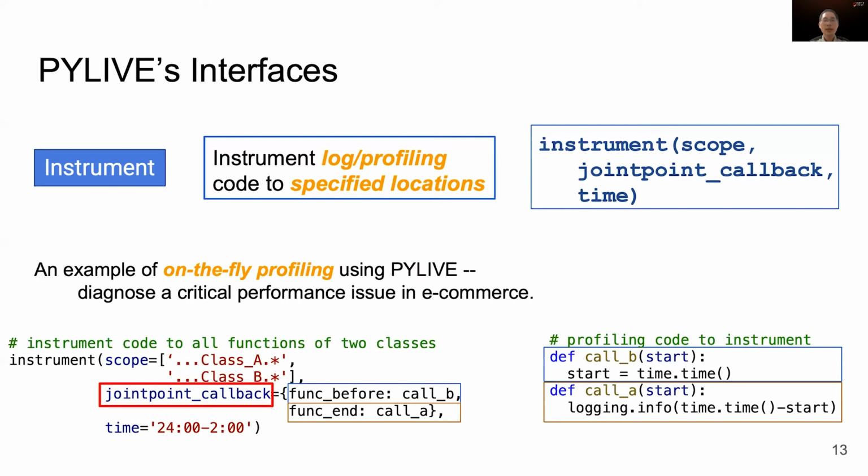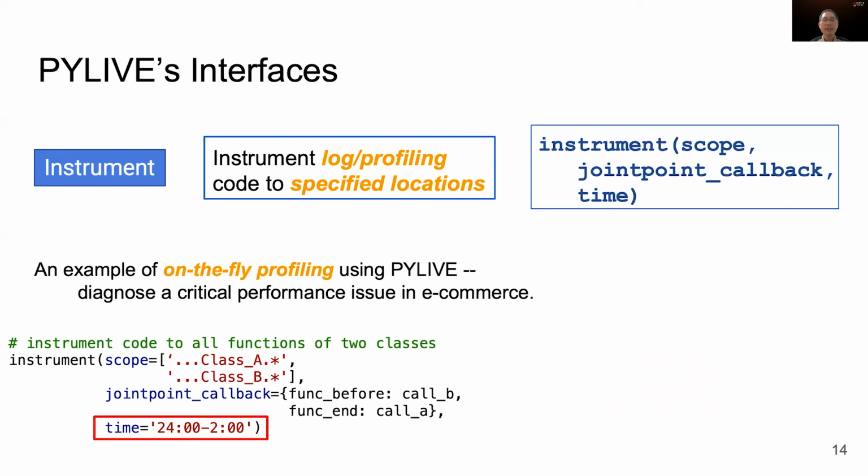Join point callback is a key-value dictionary of instrument location and callback code to instrument. PyLive supports flexible join points at different granularity, such as function begin or end, or before or after a line. Finally, time allows engineers to specify when to perform an instrumentation and when to revert it. They may want to profile only when the system is lightly loaded for a short time.